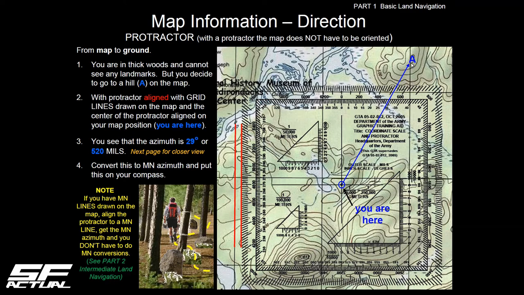With a protractor, you're going to align the grid line. So here's a grid line on a map. You're going to align it the best you can, just kind of eyeball it. Sometimes you'll get lucky and be able to point it right at the thing, but you're wanting to align it. And you're going to put the center of the protractor in this crosshairs where you believe you are.